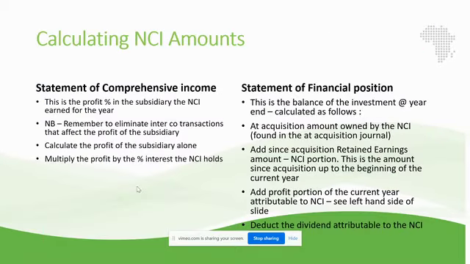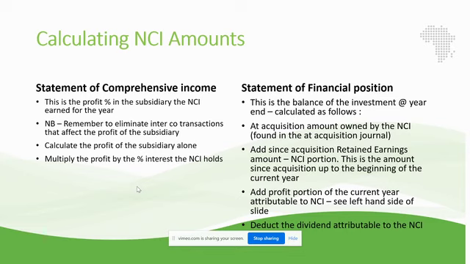In a statement of financial position, how would we calculate our non-controlling interest? This is the balance of the investment at the end of the year. If we did an analysis of owner's equity, AOE, it's very easy to pick this amount up because it's the balance at the end or the total at the end. But if you haven't done an AOE or there's no time to do an AOE, you need to understand how this figure is created. It is the at acquisition amount owned, right?